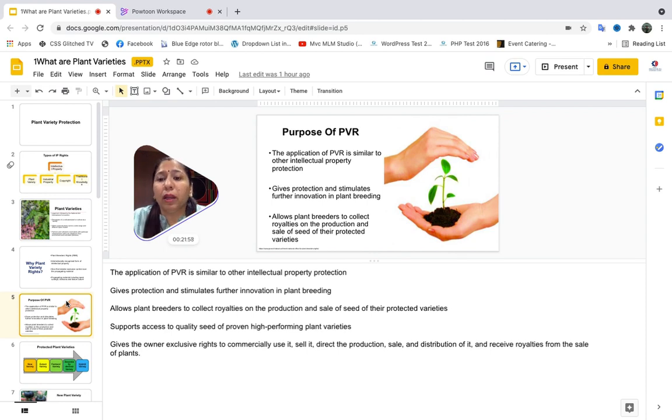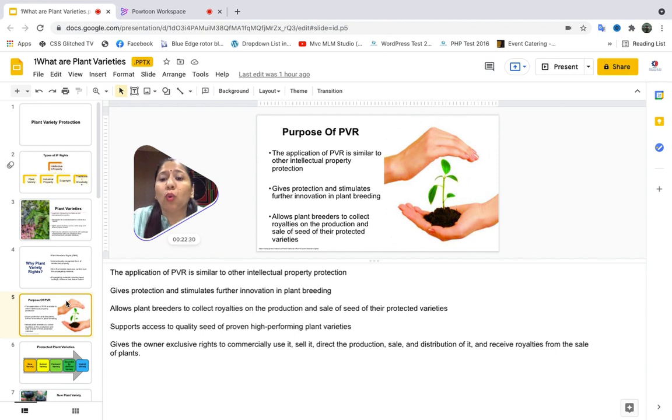That means if a plant breeder has developed some sort of new variety, let's say a new type of wheat which is enriched with vitamin A, which is enriched with minerals and nutrients, that plant breeder has given a tremendous amount of time. So when that person sells their seeds, they'll gain royalty, and the buyer will have access to a proven, high quality variety of seeds.